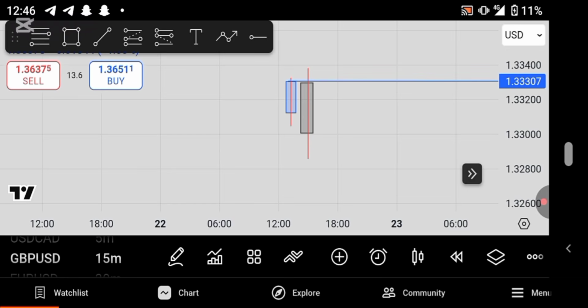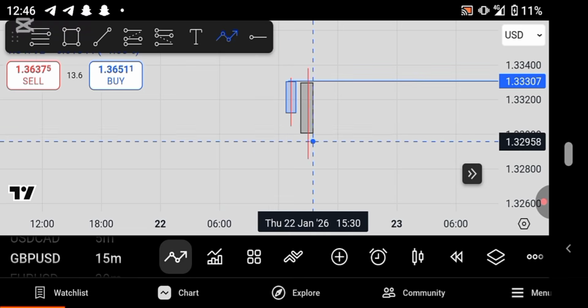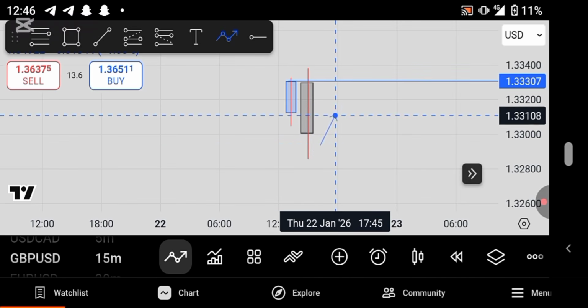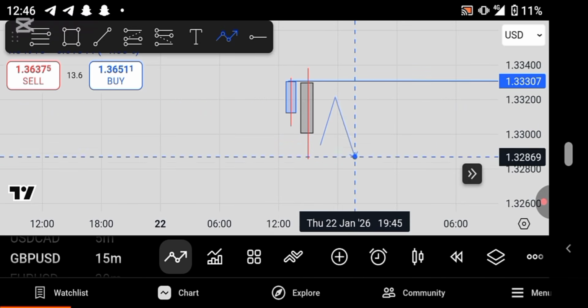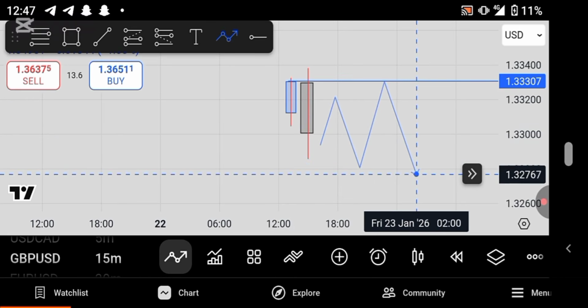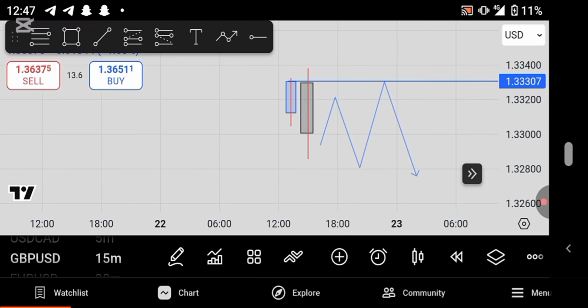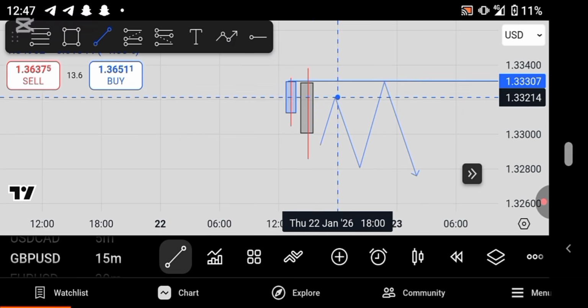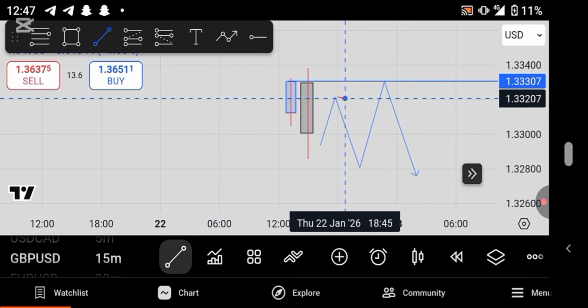A valid POI must have liquidity resting below or above the key level. A valid POI must have liquidity resting below or above the POI. Let's draw it. It is something like this. A valid POI must be something like this. Now, this is a valid POI. Why? Because it has liquidity resting just below it.